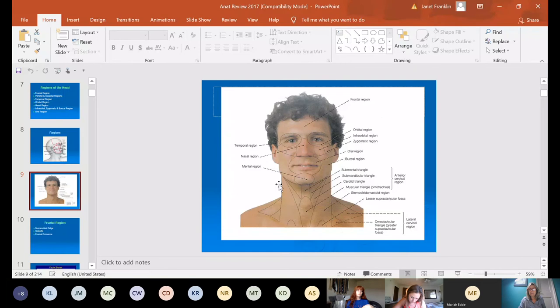And then we've got areas or regions of the neck. We didn't really study the regions of the neck all that closely. We just said that we have the sternocleidomastoid muscle that runs down right here, and it divides the neck into the anterior and posterior cervical triangles.